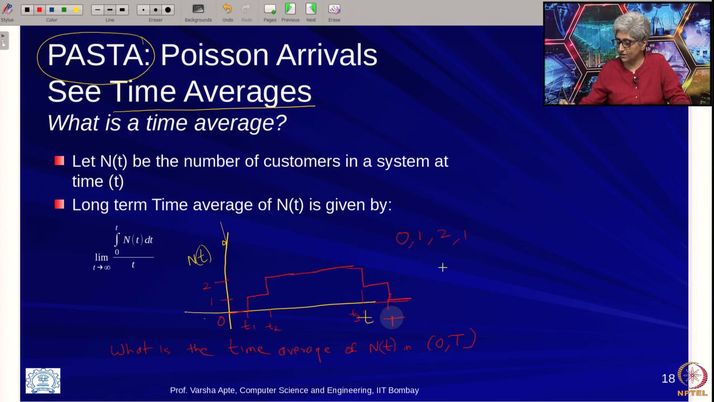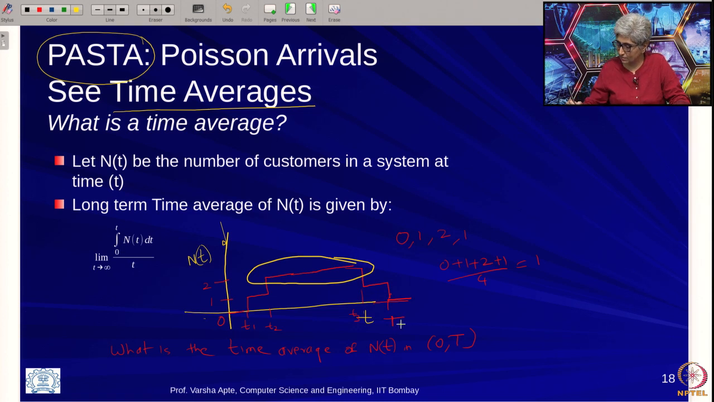A simple average here would be 0 plus 1 plus 2 plus 1 divided by 4, which is actually 1. But you can see that the value 2 was held by N(t) for a longer time. All this time the value of N(t) was 2. So it does not make sense that the average here is 1. Time average takes the time that a value is held into account.